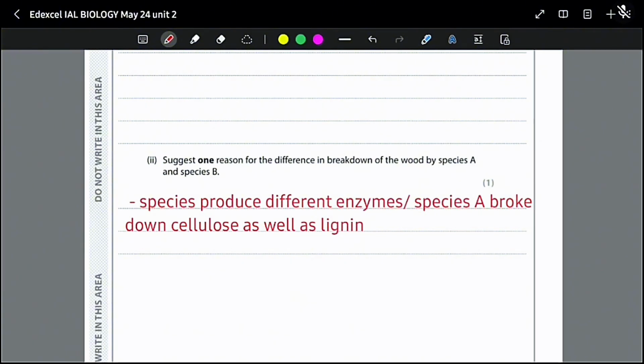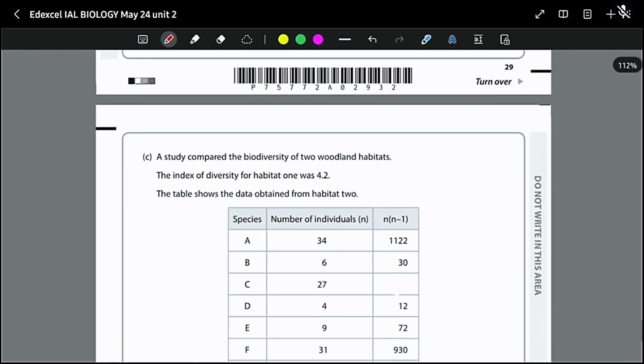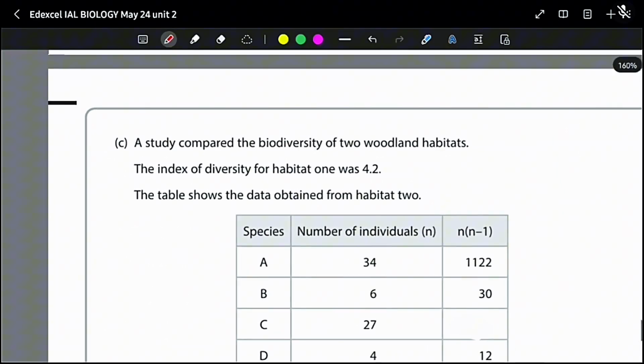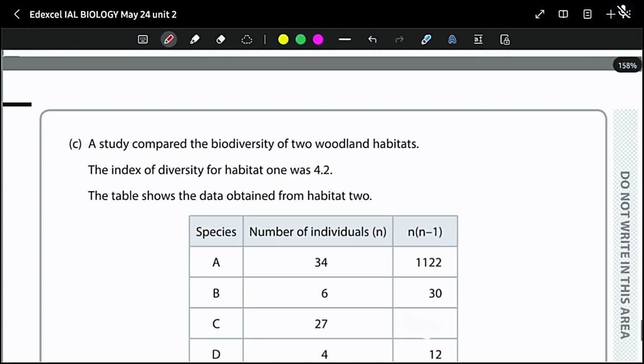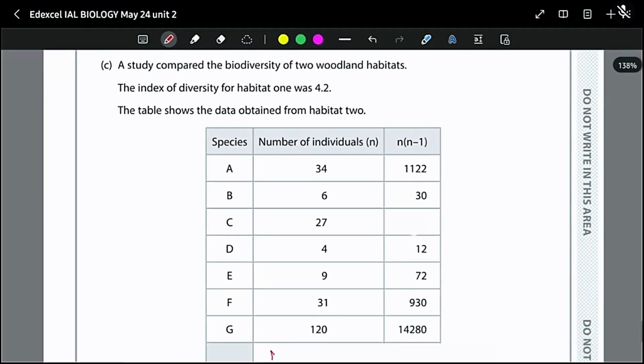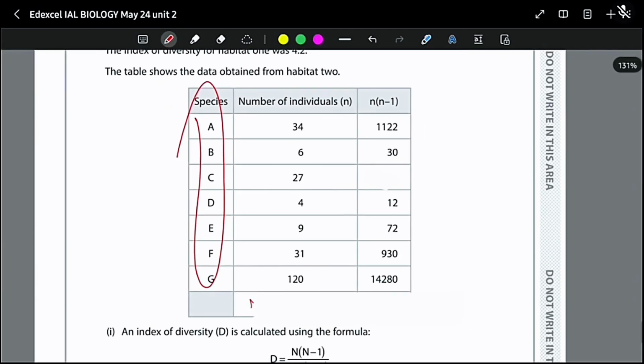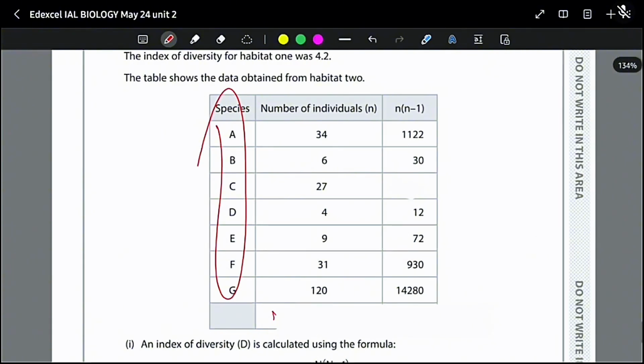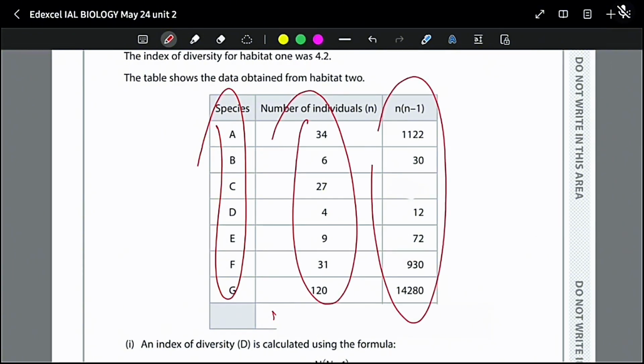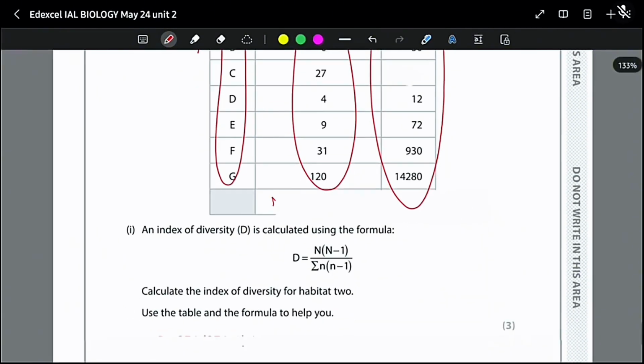Next question. C. A study compared the biodiversity of two woodland habitats. The index of diversity for habitat 1 was 4.2, and we are given the table for habitat 2. So we see species, number of individuals, and n minus 1. So we first have to find the number of, okay, let's go to the question and see what we have to find out.